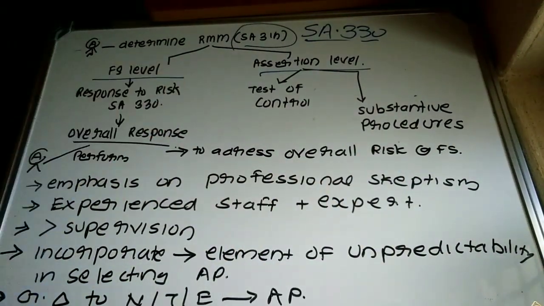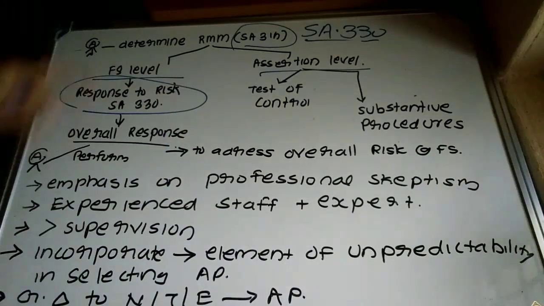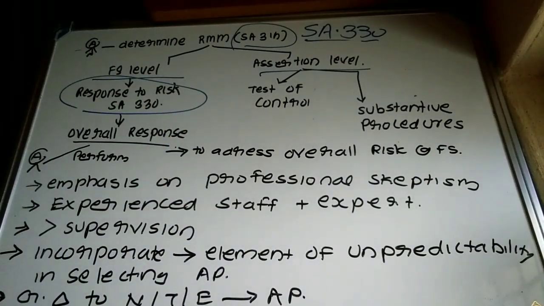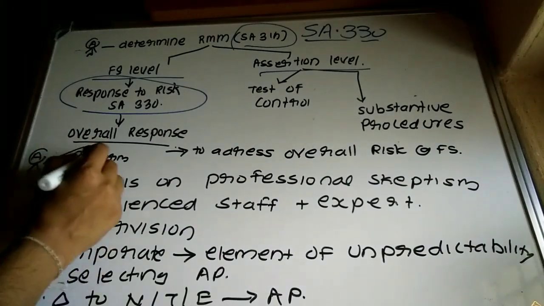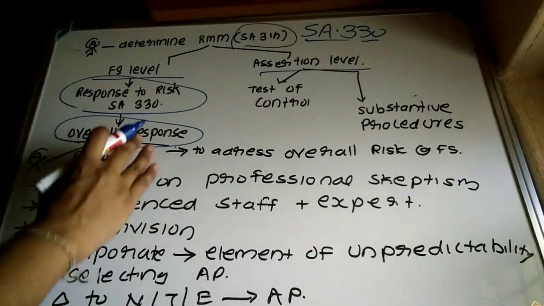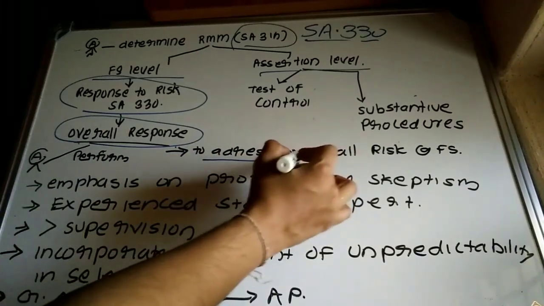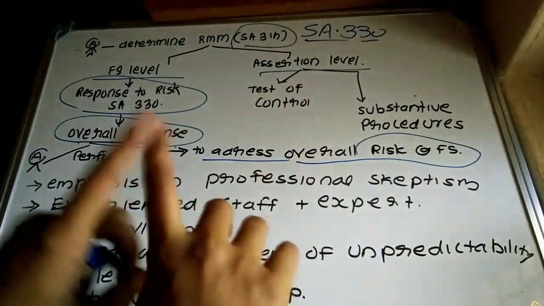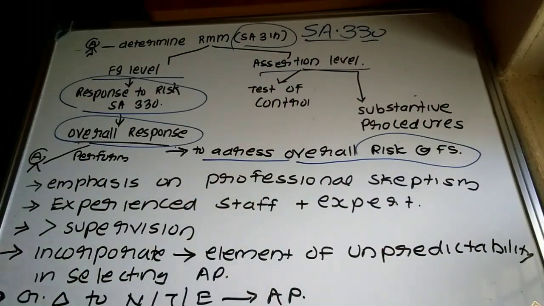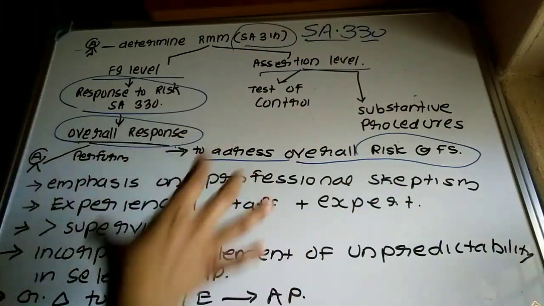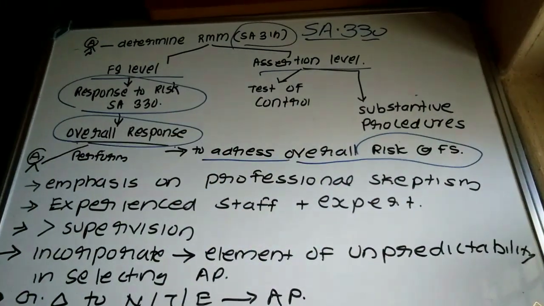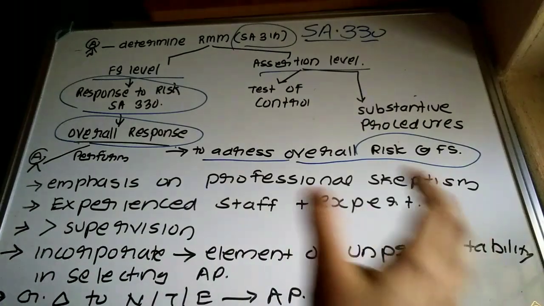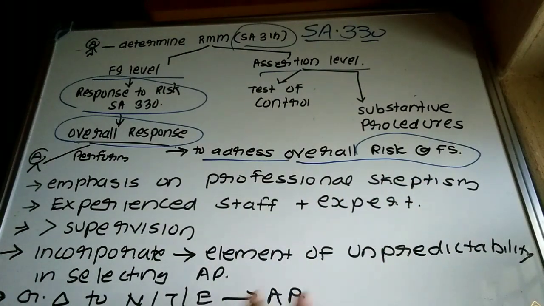So if the auditor identifies any risk of material misstatement at the financial statement level, the auditor should respond appropriately to that assessed risk of material misstatement. The auditor should perform an overall response to address the overall risk at the financial statement level. That is, when the auditor identifies a risk of material misstatement at the financial statement level, the auditor should perform an overall response to address it. So what are the activities or procedures to be done by an auditor?